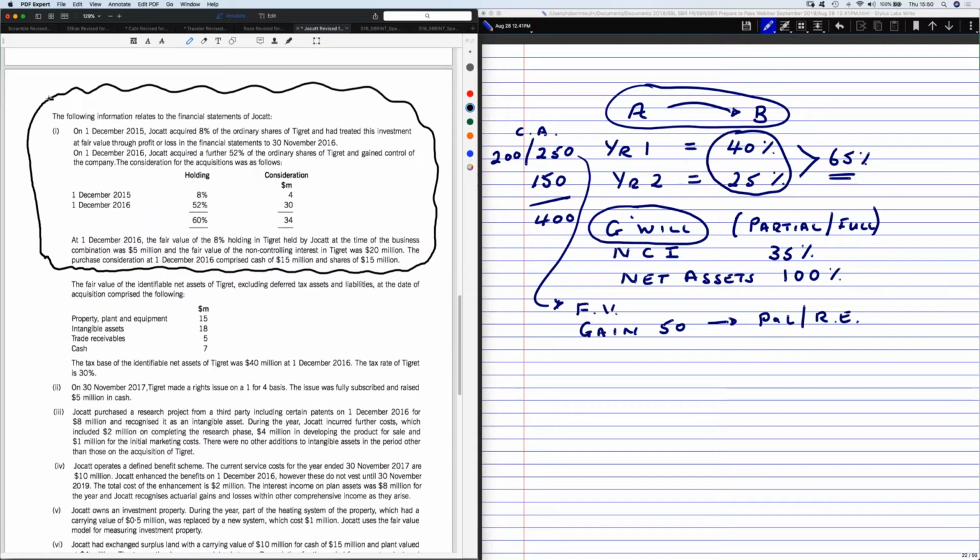Right. Okay, let's read this through together, everybody. On the 1st of December 2015, Jockat had acquired 8% of the ordinary shares of Tigray and had treated this investment at fair value through profit and loss in the financial statements to the 30th of November 2016. What's the relevant standard there, please? IFRS 9. Yeah, IFRS 9. Very good.